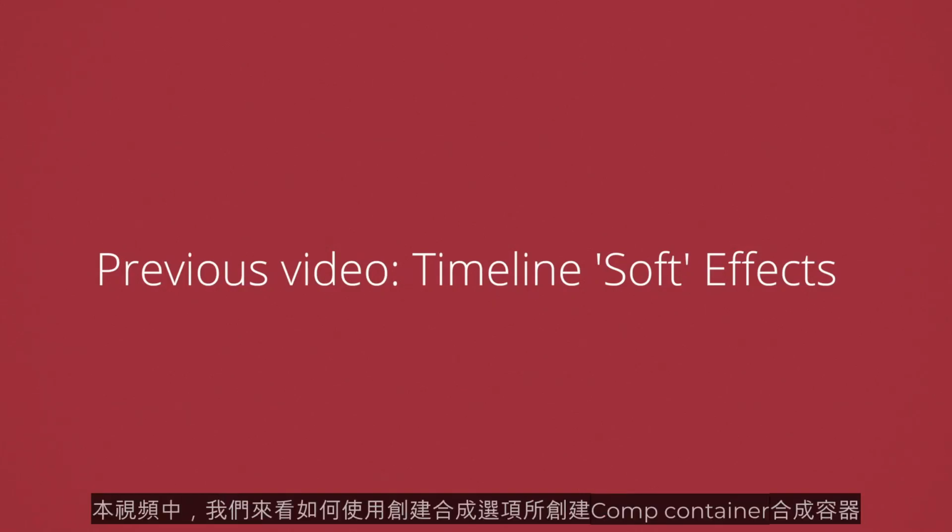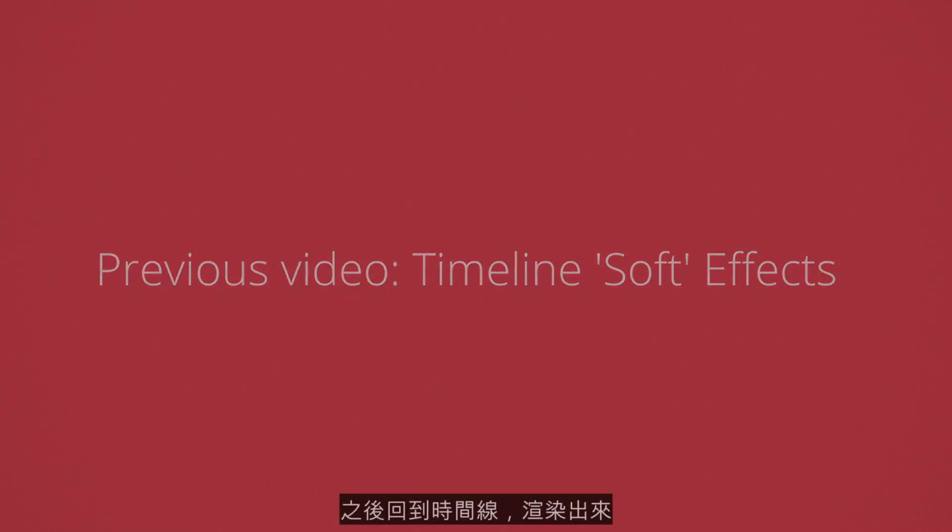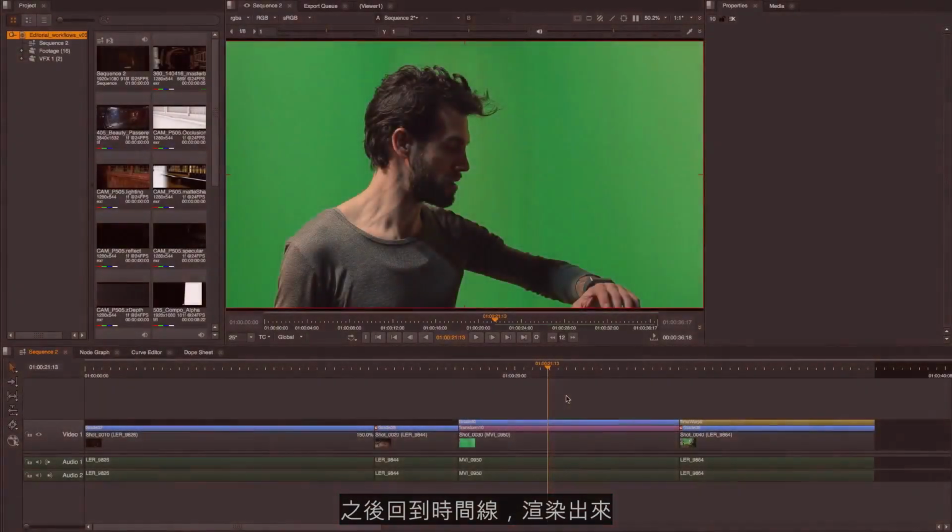So in this video we'll cover how to create a comp container using the create comp option, then go into that comp container and start working in the node graph to do our compositing. We'll pull a key and bring a background, do some compositing there, and then we'll come back into the timeline and look at how we can render that.